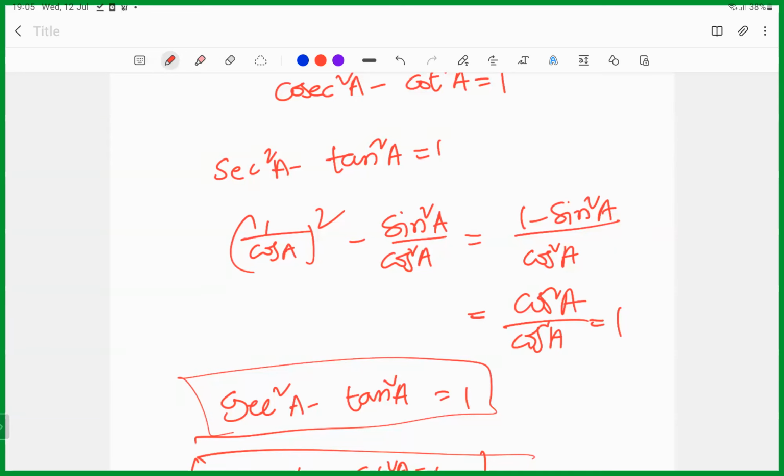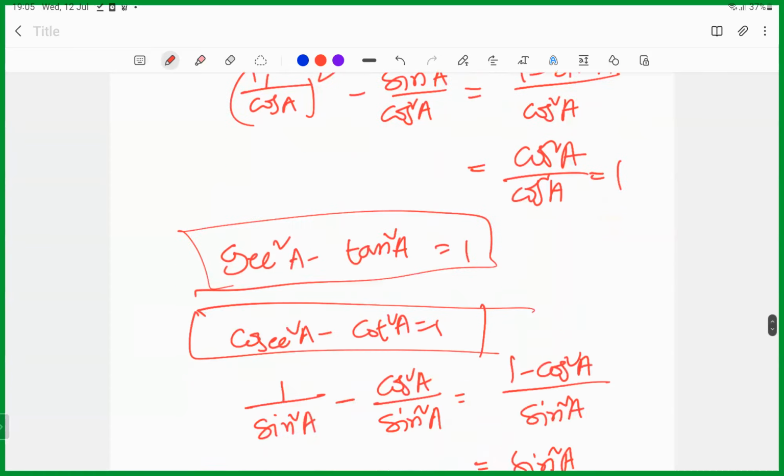Tan A is sin A by cos A. So tan square A will be sin square A by cos square A. Now cos square A is common in the denominator, right? So if you do LCM, then 1 minus sin square A by cos square A. 1 minus sin square A will be cos square A, because sin square A plus cos square A equal to 1. Cos square A by cos square A equals 1. So you proved that secant square A minus tan square A equal to 1.